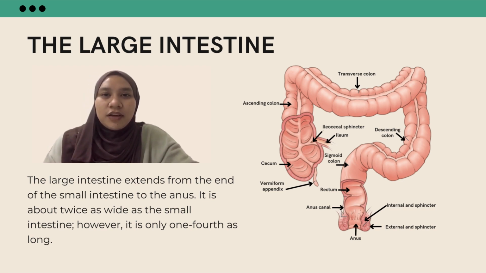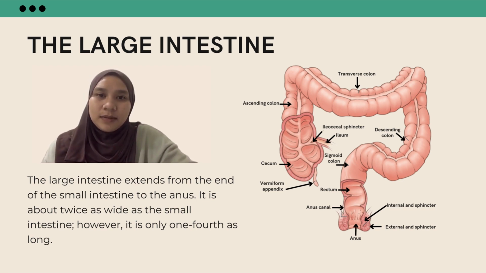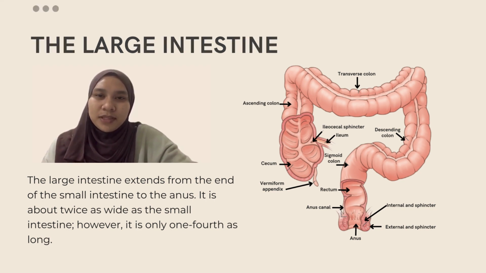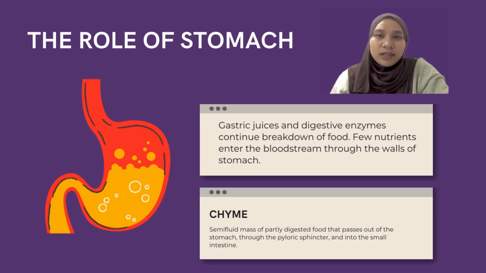The major parts of the large intestine are the cecum, colon, rectum, and anus. The large intestine performs an essential role by absorbing water, vitamins, and electrolytes from waste material. The next topic that we will discuss is the role of the stomach. The gastric juice of the stomach contains hydrochloric acid and digestive enzymes to continue the breakdown of food.